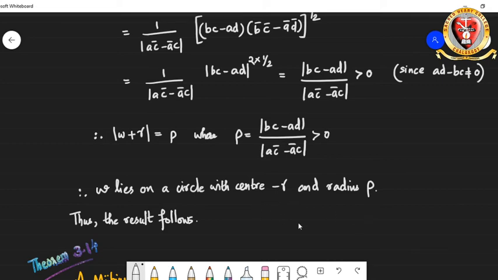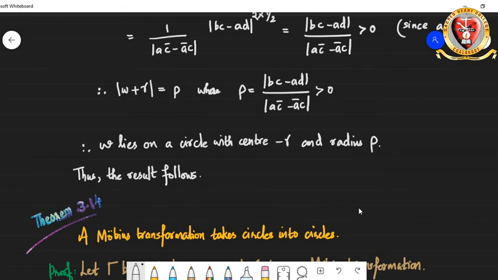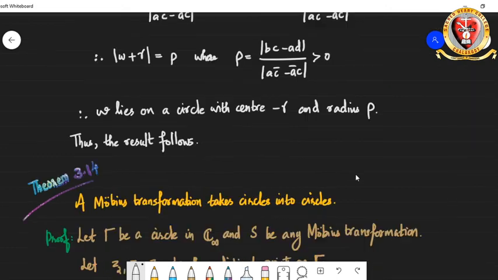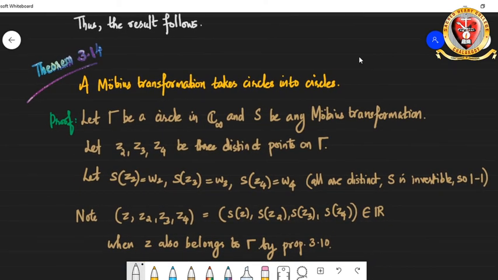So that is a very simple result, which is proposition 3.10, and it is very helpful for us while dealing with problems as well as the theory of cross ratios. The next theorem is also a very important theorem, theorem 3.14, which says that a Mobius transformation always maps circles into circles. It is also a very direct proof.